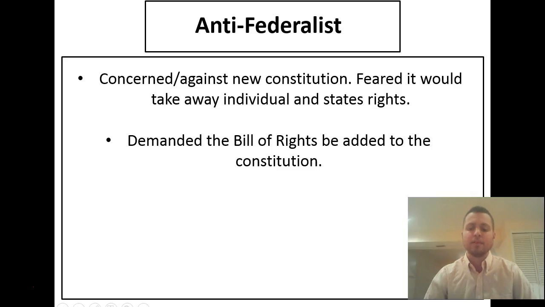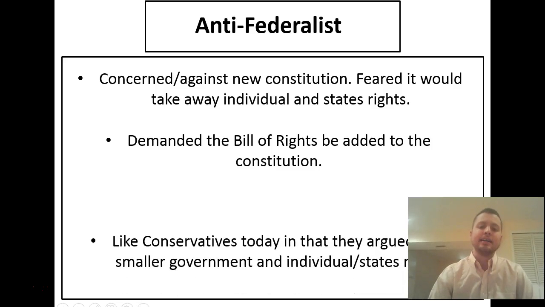Cool. And last one. Kind of like conservatives today, in that they argued for a smaller government and individual states' rights. Same thing. Hey, I'm not telling you that they're exactly the same. I'm just telling you that today, conservatives generally argue for smaller government, and in 1787, the Anti-Federalists didn't want a big government. They wanted smaller government too. So you can just see that Americans like to argue over the size of government.